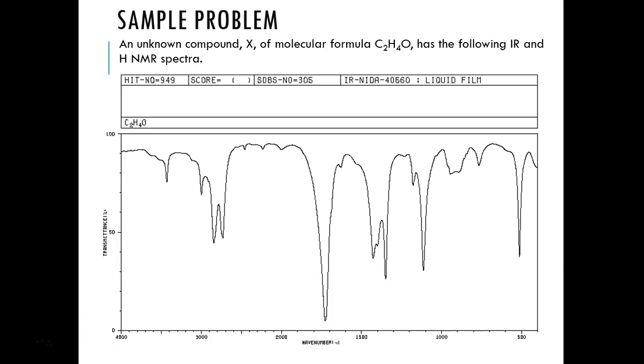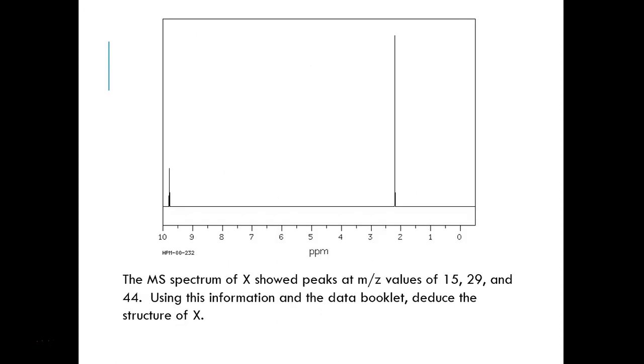Okay, let's look at a sample problem. We have an unknown compound X with molecular formula C2H4O, and it has the following IR and NMR spectra. So this is the IR spectrum, and this is the NMR. It looks really, really simple. And we also know that the mass spec shows peaks at mass to charge ratios of 15, 29, and 44. So we're going to use all this information in the data booklet to deduce the structure of X.